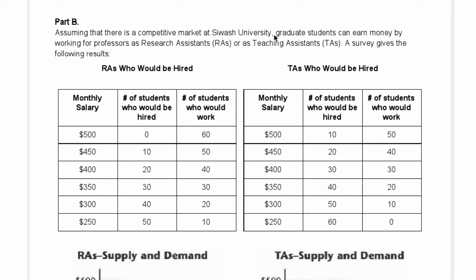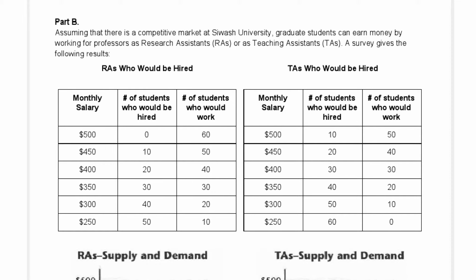Anyway, graduate students, those are people who have graduated from college, but they want to get a master's degree or a PhD or something. They can earn money by working for professors as research assistants or as teaching assistants. A survey has been taken of all the professors and of all the students, and for each salary, this is the number of people that professors would hire, and this is the number of students who would show up to be hired.